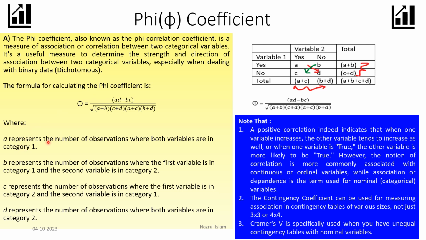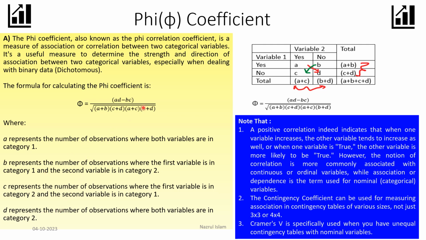where A represents the number of observations where both variables are in category 1. B represents the number of observations where the first variable is in category 1 and the second variable is in category 2. C represents the number of observations where the first variable is in category 2 and the second variable is in category 1. D represents the number of observations where both variables are in category 2.